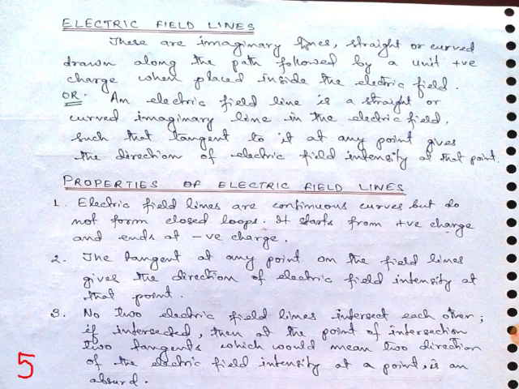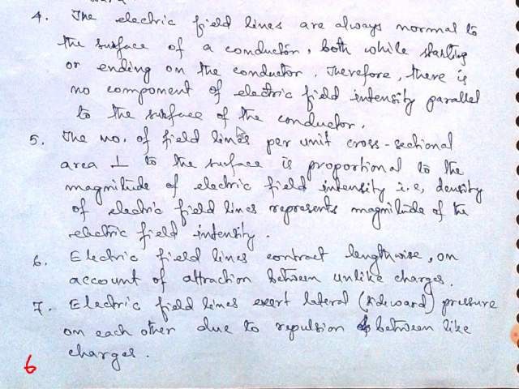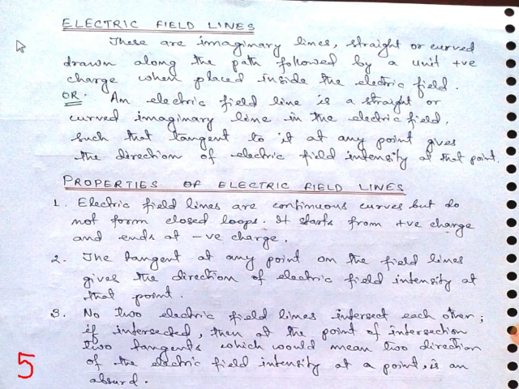Now electric field lines. If you want to make a copy, then you can pause this video and copy it. Electric field lines are imaginary lines. There is no such line when a charge is placed somewhere here, and you will not see any lines there. So it is an imaginary line. It may be straight or curved, and it is drawn along the path followed by a unit positive charge when placed inside the electric field.